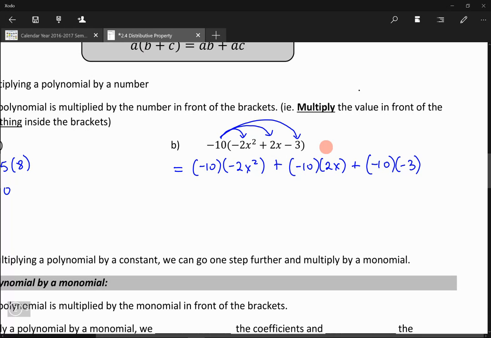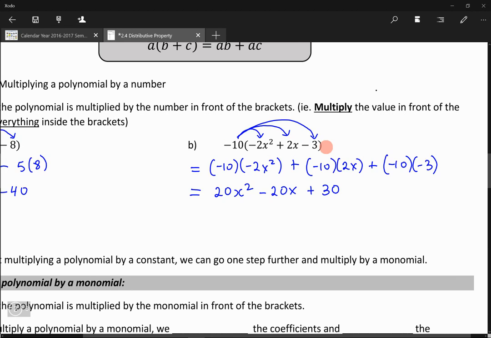Okay, and then we are going to have to multiply all of these terms. So negative 10 times negative 2 is positive 20x squared. And then we have negative 10 times 2x is negative 20x. So instead of saying plus negative 20, I'm going to say just minus 20x. And then negative 10 times negative 3 is positive 30. So here I'll have plus 30 at the end.